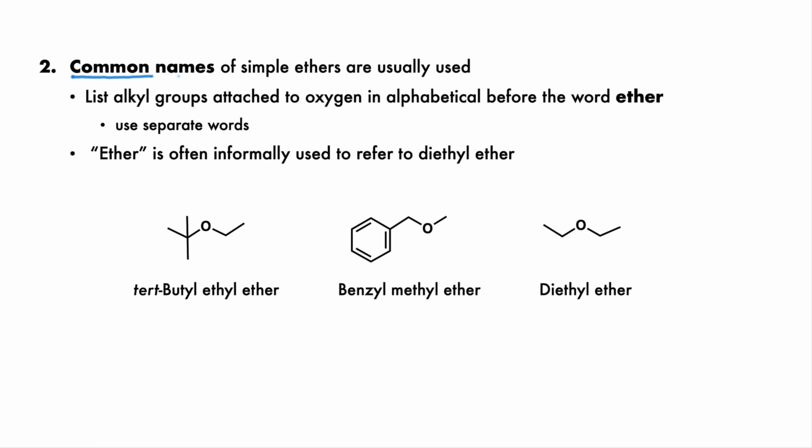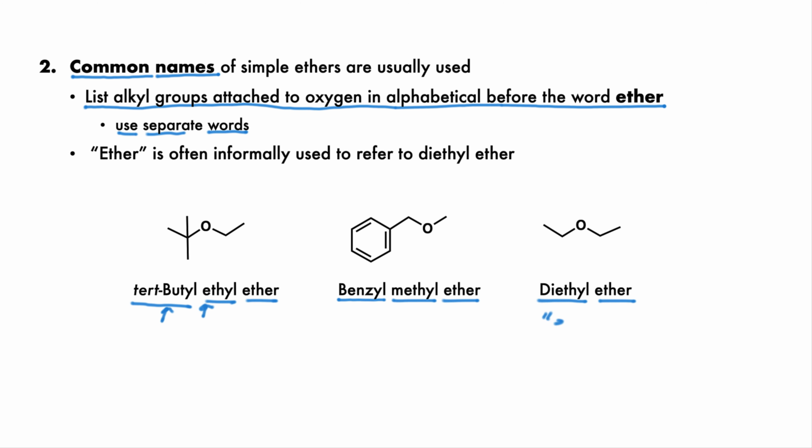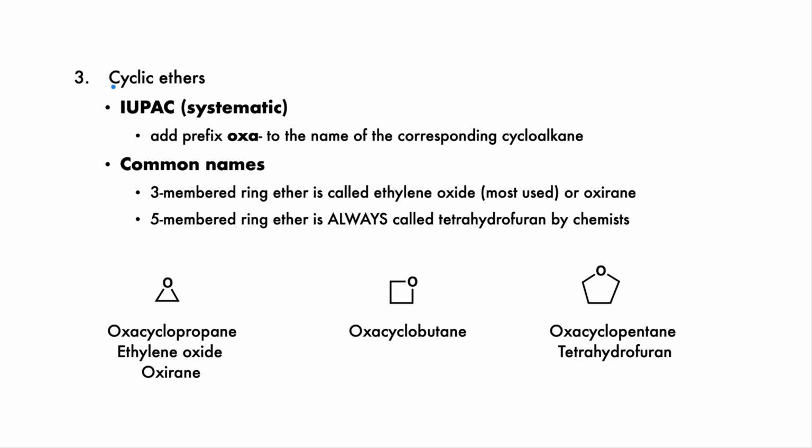Many simple ethers are primarily or exclusively called by their common names. The names are derived by listing the attached alkyl groups in alphabetical order before the word ether. Notice these are all separate words. The first molecule is tert-butyl ethyl ether. The B of tert-butyl beats the E of ethyl. The second molecule is benzyl methyl ether, and the last molecule is diethyl ether. When someone refers to a molecule simply as ether, this is the molecule they mean. It is a very common solvent.